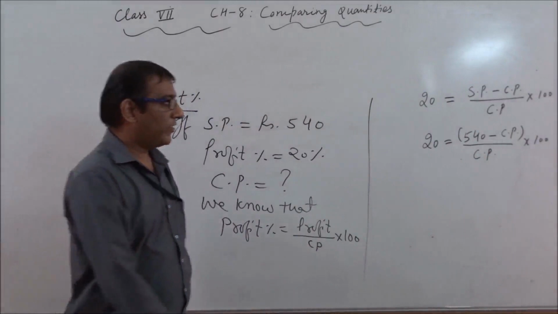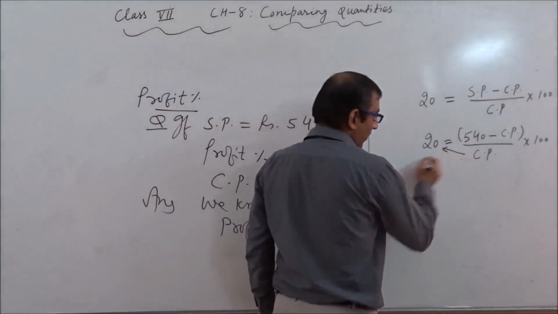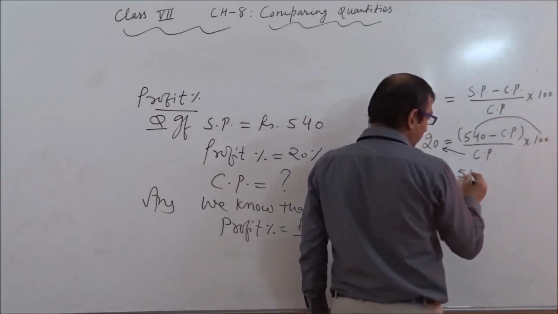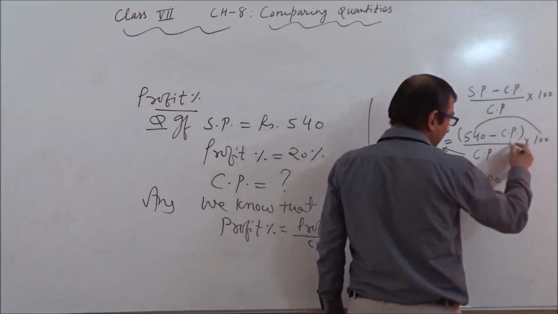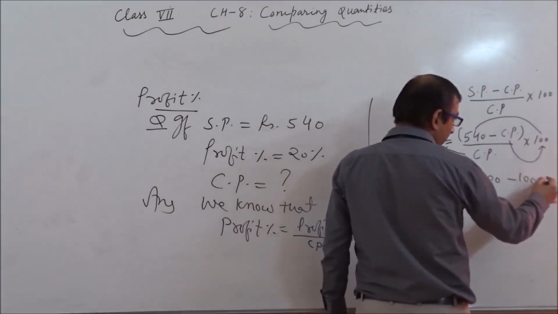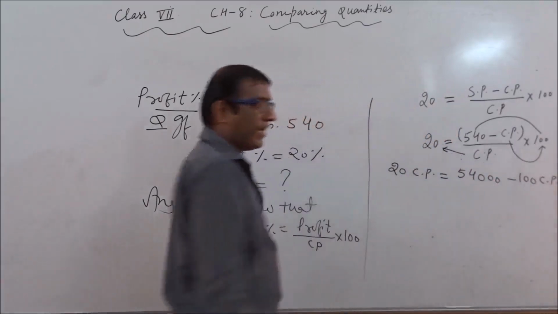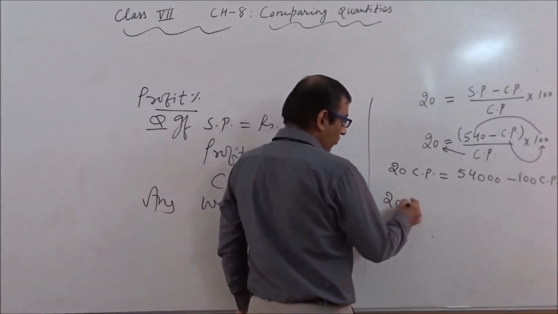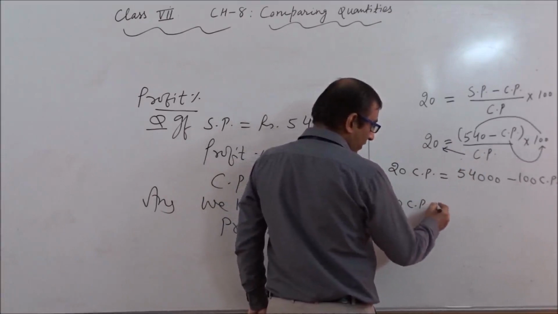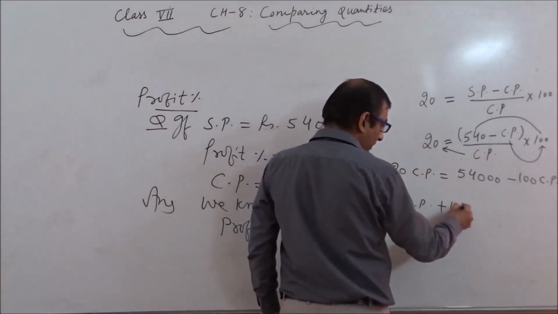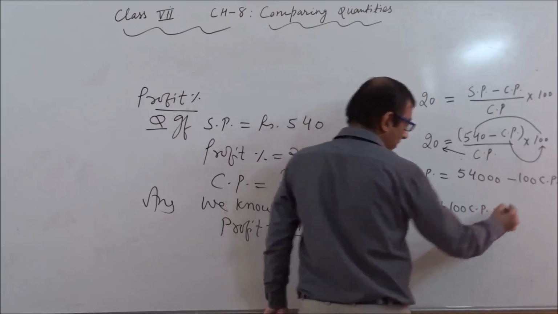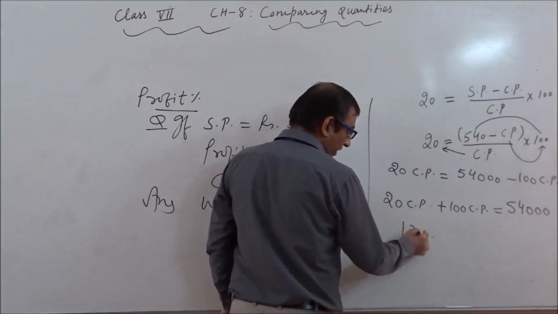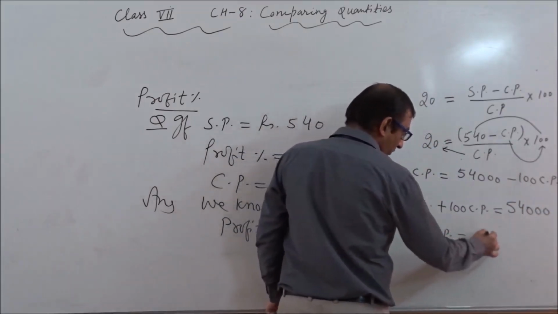Now in the numerator we will go with the distributive property. 20 multiplied by CP is 20 times cost price, and 540 multiplied by 100 becomes 54,000, minus sign. Then CP multiplied by 100 becomes 100 times CP. As per the previous question, again we will continue with the transfer method. So minus 100 times CP, transferred from right hand to left hand, the sign will change. So when we add these two, it becomes 120 times cost price equals 54,000.